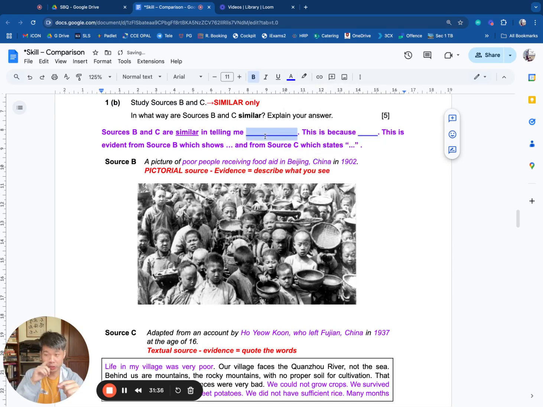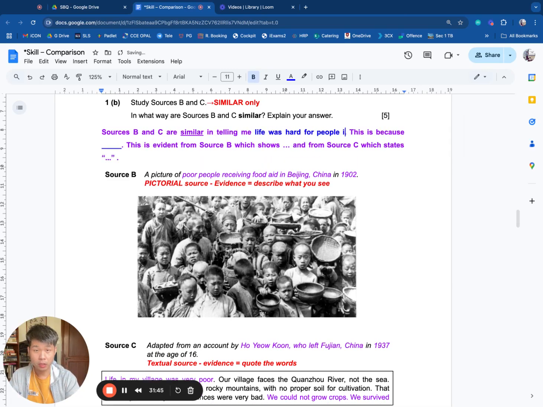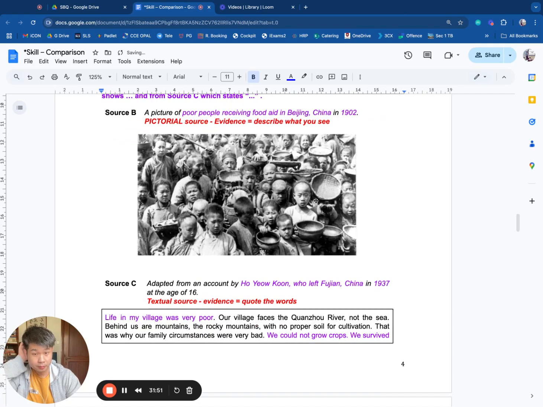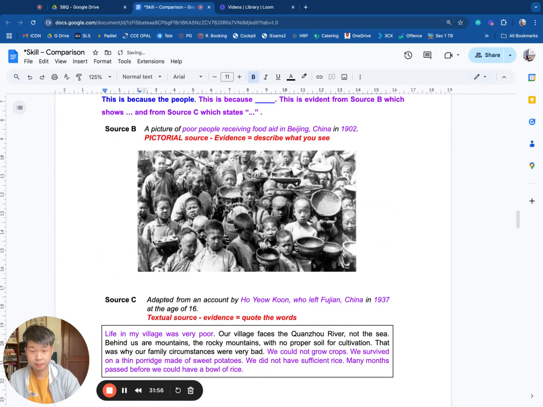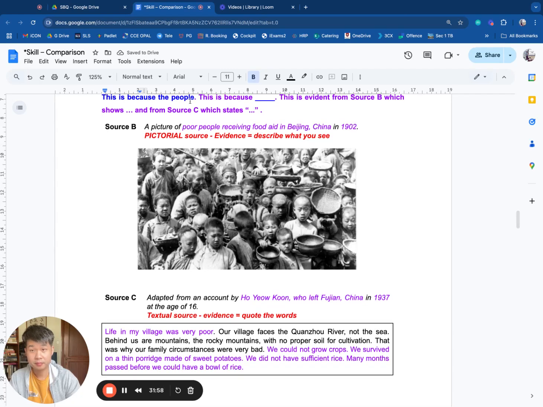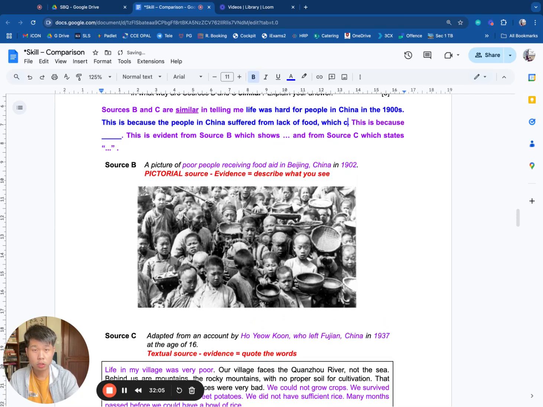And I hope you did try it. That practice is really the best way to learn. Sources B and C are similarly telling me that life was hard for people in China in the 1900s. This is because the people in China suffered from lack of food, which caused great hunger and starvation.